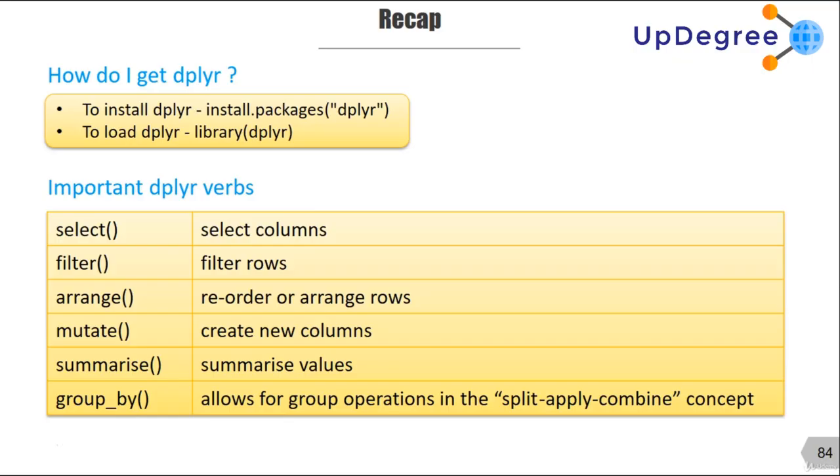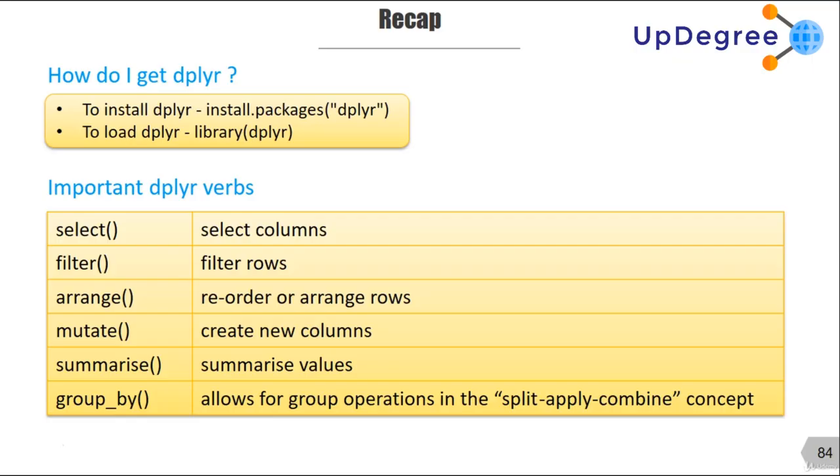And what are the verbs we have learned till now? We have learned select, which is about selecting a column. Then we learned about filter. Filter is like the filter function in Excel. By filter we select specific rows, so it gives a similar kind of result. And then we learned about arrange, which reorders the rows. It is also exactly the same as the sort function in Excel, so it does a similar kind of thing. Then we learned about mutate.